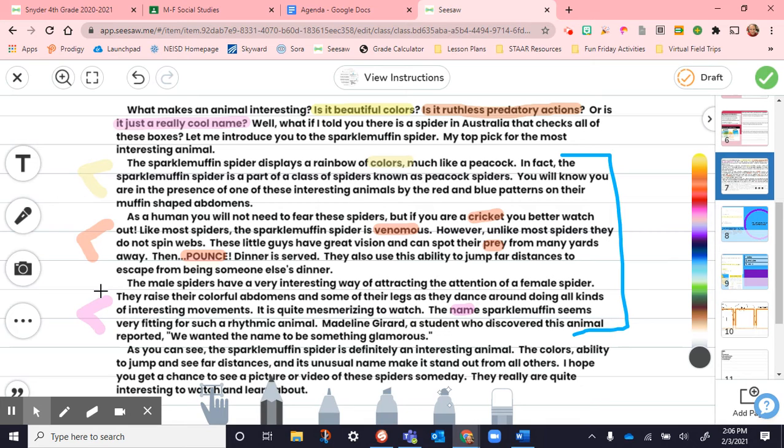So here, I didn't really have enough information to talk about the name forever. So I kind of connected a couple of ideas about how they do their dancing and stuff, and then I connected it with the name when I said Sparkle Muffin seems like a very fitting name for such a rhythmic animal, and then that's when I started talking about why it's named the way it is.